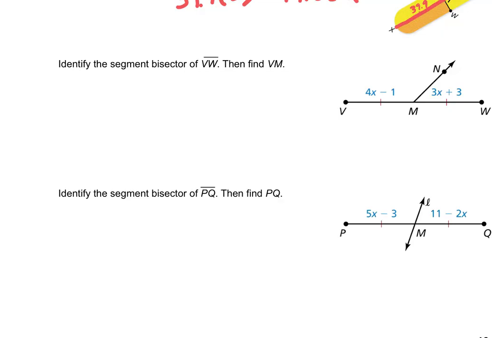What would we call this ray? What would we name that ray that's split? Would it just be N? No, you've got to use 2 letters. Oh, MN. And we always have to start with the endpoint. So we're going to go MN.